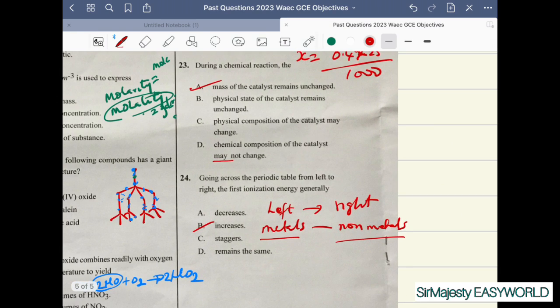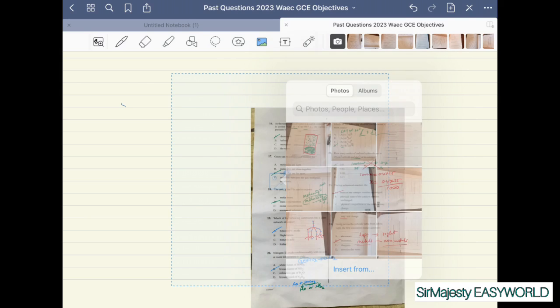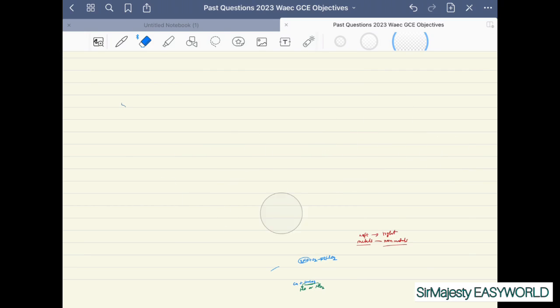Now we are done with this particular one. We are going to lift another page which started from 25. So let's remove this and then get our board, get the paper clean. Okay, you are good to go.